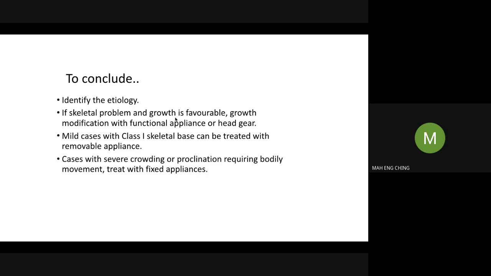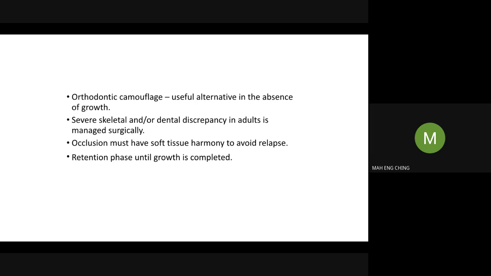So fixed appliance is about bodily movement, but if you come to simple tipping movement, you can do it with removable. Or sometimes in some severe cases, you have to do it with surgery. So when it comes to orthodontic only or braces only, you can do orthodontic camouflage. It means you use an alternative in the absence of growth.